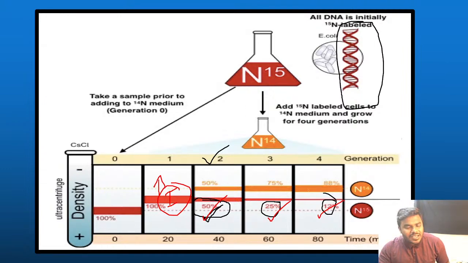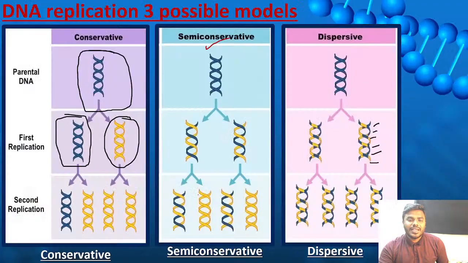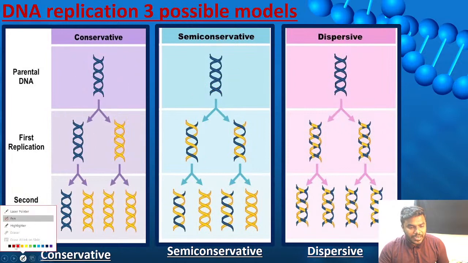Anywhere, you can't get the conservative model, and anywhere, you can't get the dispersive model. Hence, generation 2 is extremely sufficient to prove that the semi-conservative model is the idealized model for DNA replication. This is the Meselson and Stahl experiment.